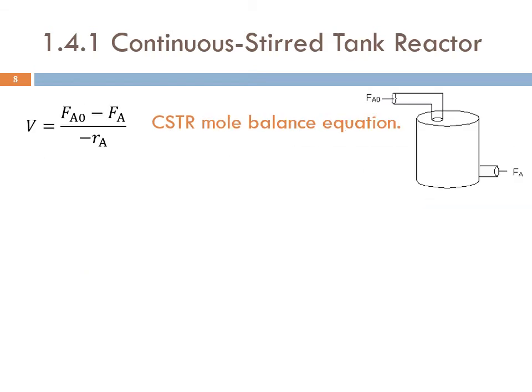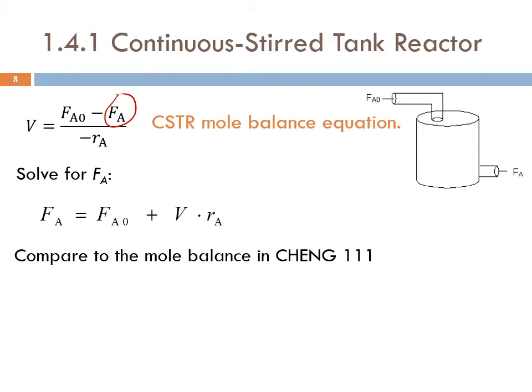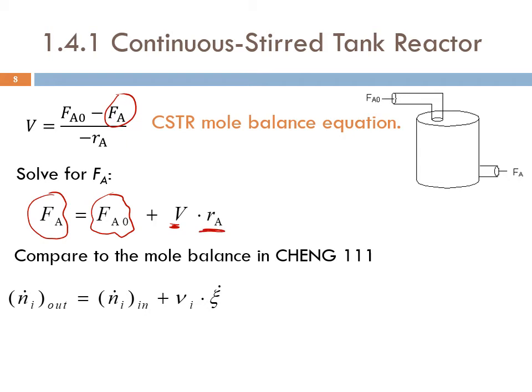Great, so let's have some insight into this equation, the design equation for CSTR. Let's solve for FA. When we solve for FA, we get this equation: FA equals FA naught plus V times RA. And let's compare this equation to the mole balance equation that we derived in Introduction to Chemical Engineering, the first course on chemical engineering. Remember, we got this equation. So let's see the similarity between these equations. Here we have output FA equals input, which is FA naught, plus V, the volume, times RA, which is the rate of reaction.